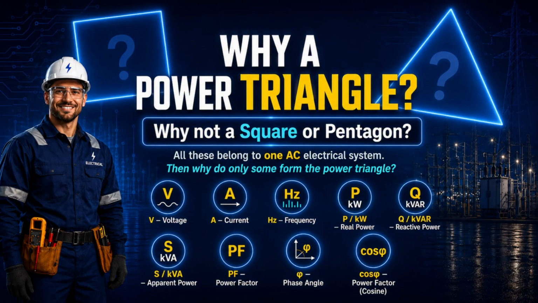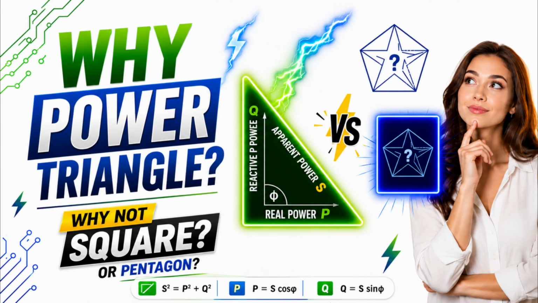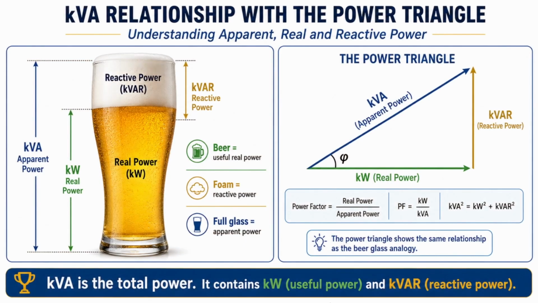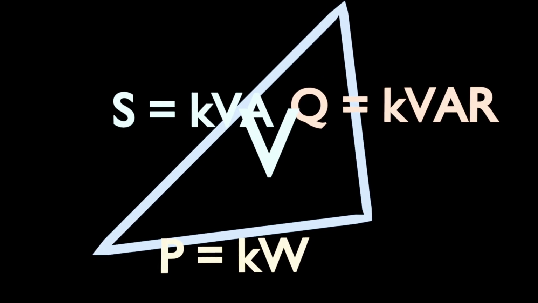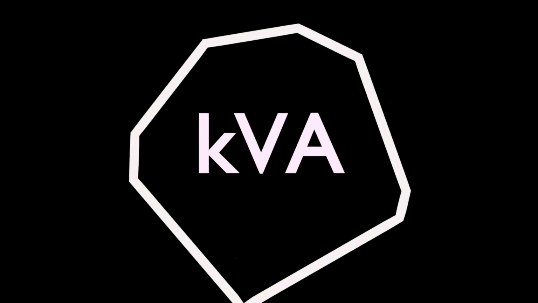Have you ever wondered why, when we explain AC power, we always use a power triangle? Why a triangle? Why can't we use a square, or even a pentagon? Is the power triangle simply a convenient shape for calculations? Or is there a real electrical reason behind it? Today, we're going to uncover the real reason behind the power triangle. And by the end of this episode, you'll understand why it has to be a triangle.